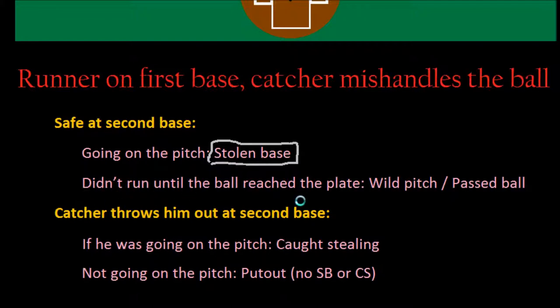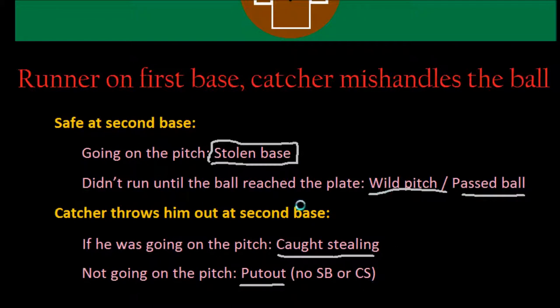What if he didn't run until the ball reached the plate? Well, if he didn't run until then, it would be either a wild pitch or a passed ball, depending on whether the catcher missed it, or the ball bounced, or where the pitch was. What happens if the catcher throws him out at second base? Well, if he's going on the pitch and the catcher bobbles it, picks it up and he's still able to throw him out, it's still a caught stealing. But if he was not going on the pitch, if he sees the ball bounce in the dirt and tries to run towards second, so that had he gotten there it would have been called a wild pitch, it's not a caught stealing again. It would be a put out. So it's not a caught stealing or a stolen base.